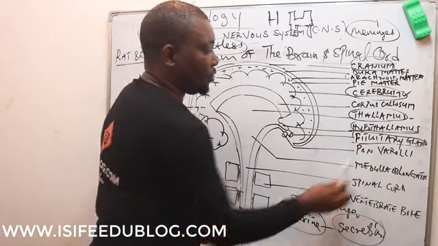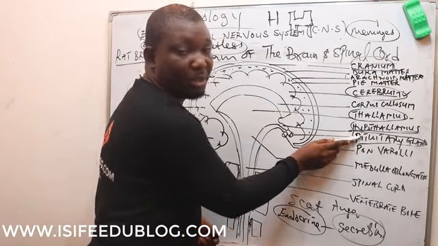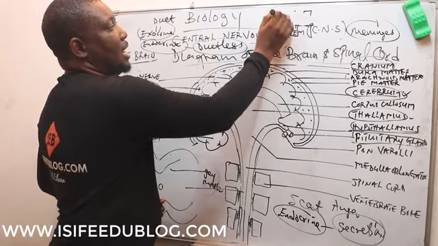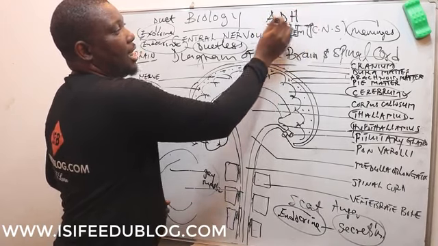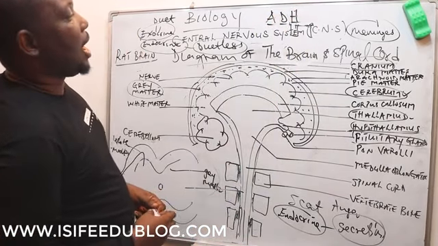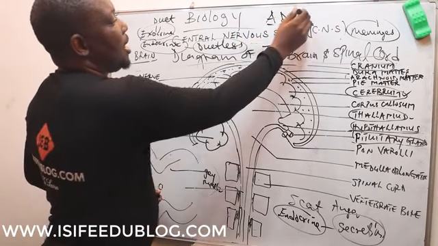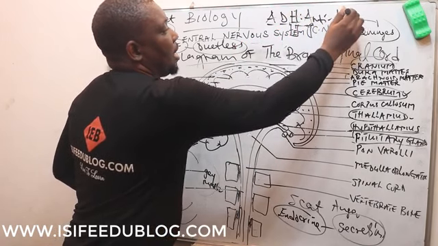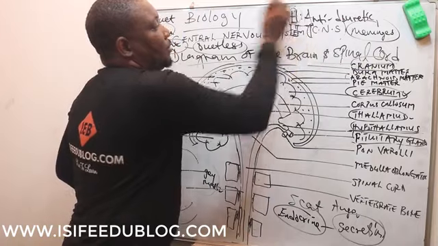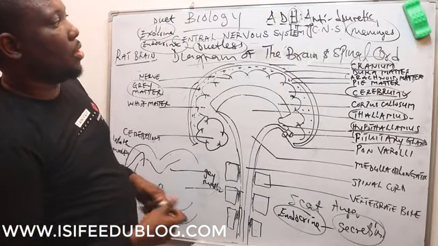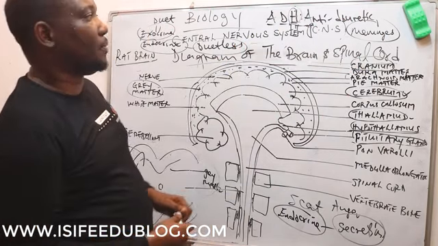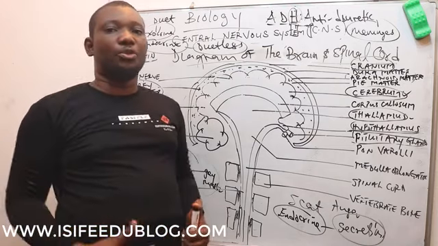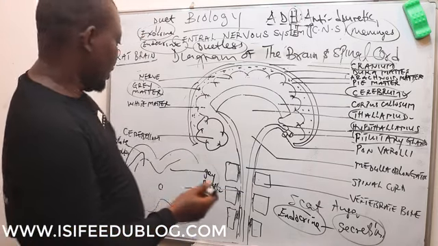Because its secretion controls the effect of other endocrine glands. In fact, the hypothalamus controls the pituitary gland to make some relevant hormones, one of which is ADH. ADH here means anti-diuretic hormone. The antidiuretic hormone is very important because it helps in the reabsorption of water from the kidney tubules.